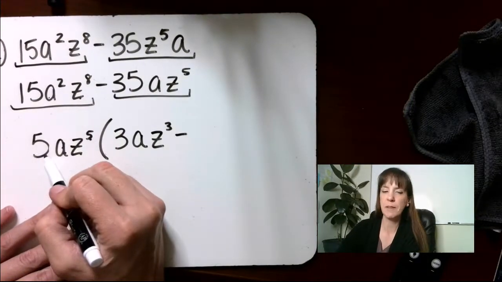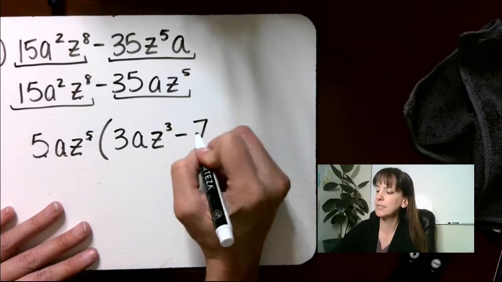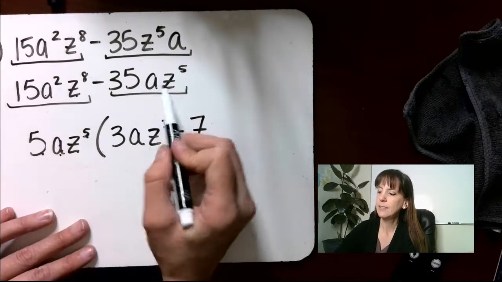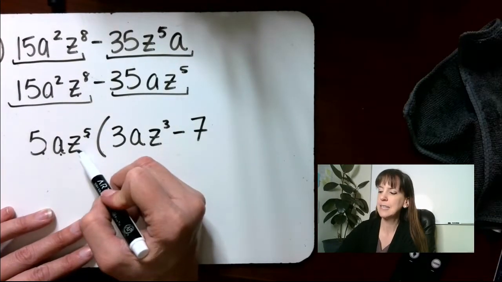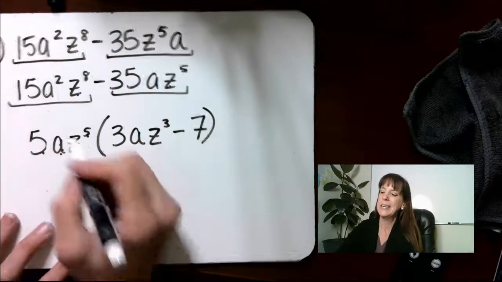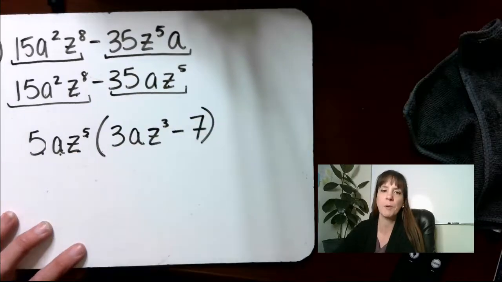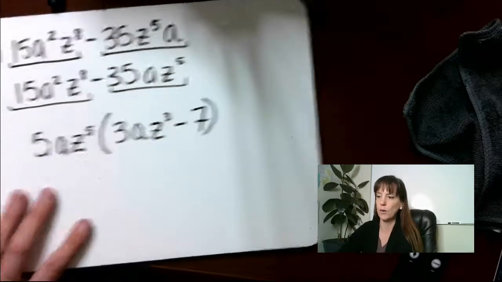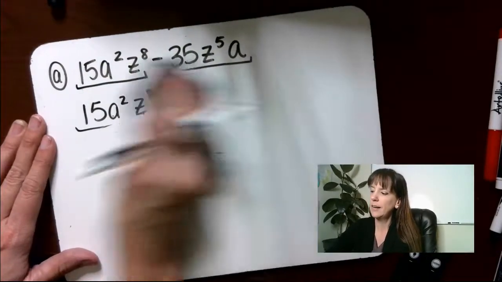Minus, what do I need to multiply 5 by to get 35? That would be 7. A, there's already an a there. Z to the 5th, that's already there, so we are good. If you need to double check your work, you can just use that distributive property again and make sure that you did it correctly.